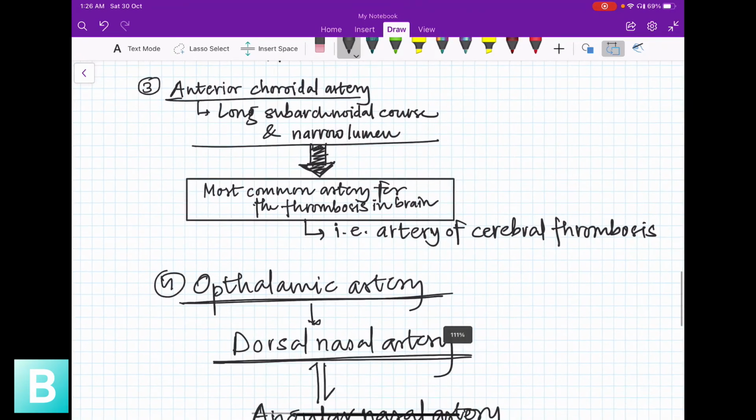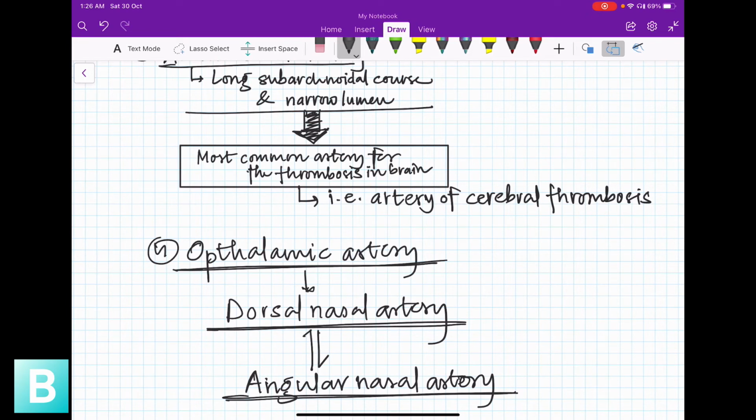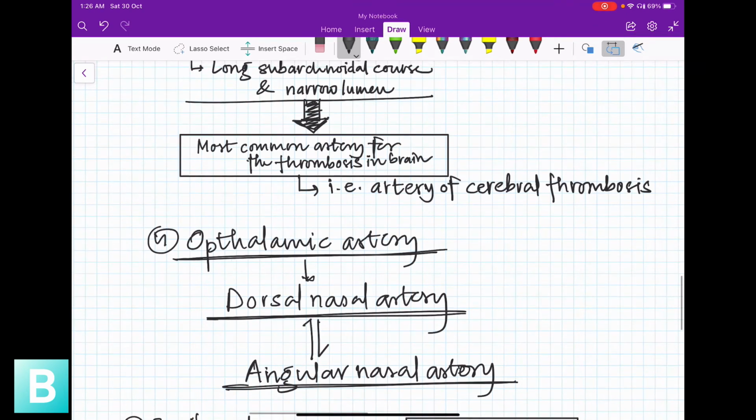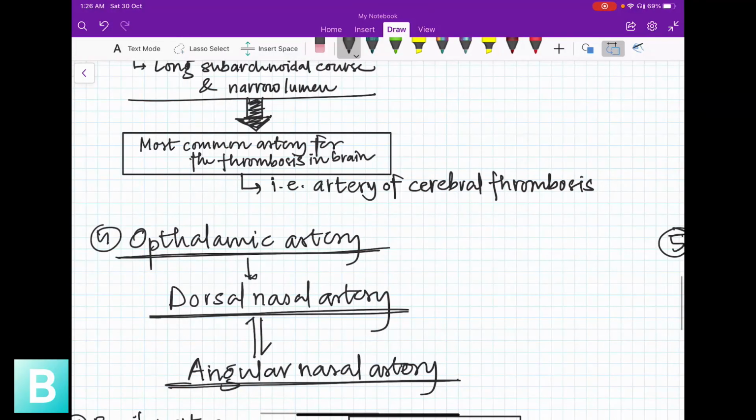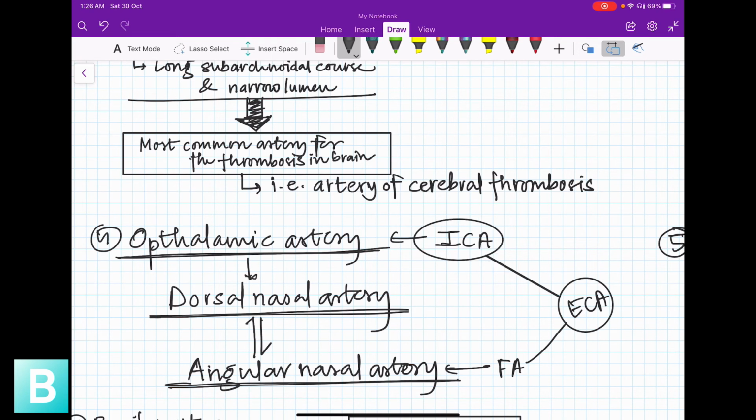Then, the ophthalmic artery. It's the most exciting structure present over there. Because ophthalmic artery gives the branch known as the dorsal nasal artery, and it anastomoses with another artery known as the angular nasal artery, which is the branch of facial artery. As we see, ophthalmic artery is the branch of internal carotid artery and the facial artery is a branch of external carotid artery. Therefore, ophthalmic artery plays an essential role in the anastomosis of internal and external carotid arteries.